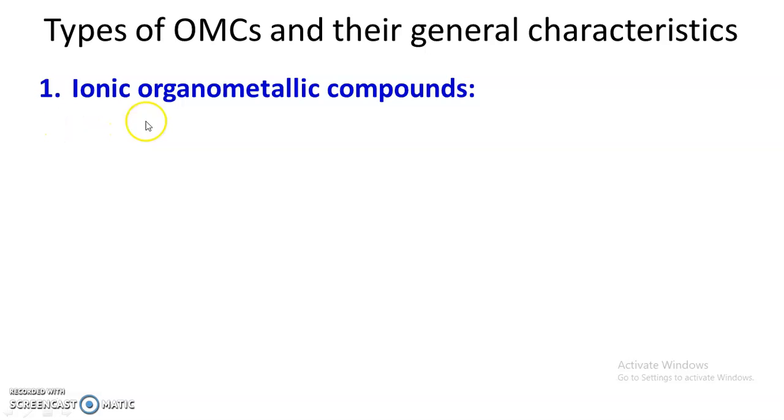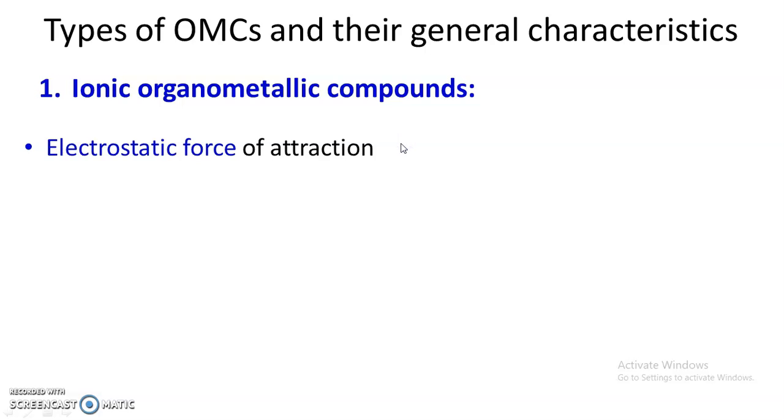The first type is ionic organometallic compounds. In these ionic organometallic compounds, there is an electrostatic force of attraction between a carbanion and a highly electropositive metal cation. Actually, how are these formed? By the formation of a bond between a carbanion, meaning carbon bearing negative charge, and a highly electropositive metal ion, and between these two species there is an electrostatic force of attraction.